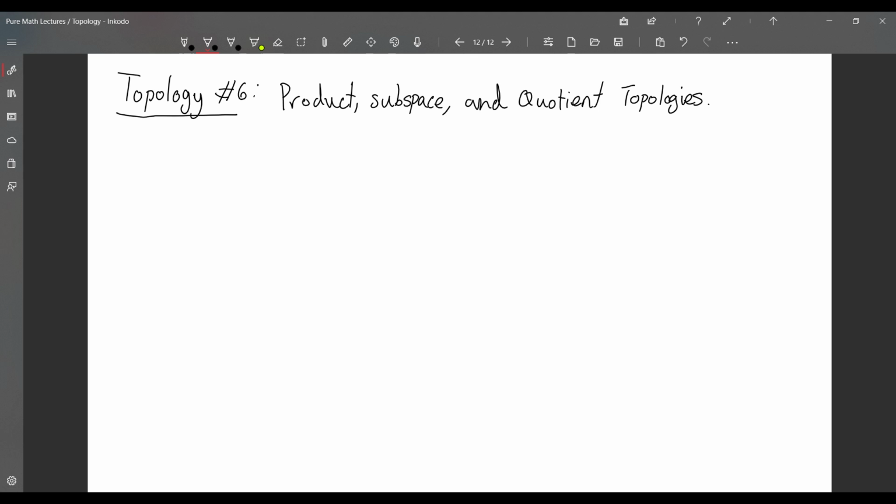Alright, today we're going to be talking about product, subspace, and quotient topologies. So all three of these are essentially ways that we can build topologies from pre-existing topologies, right? So the first one is going to be the product topology.